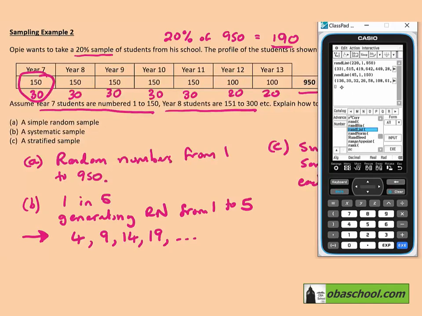And then I would select the Year 7 sample from the numbers here. And then I would move on to the 8s. And I would generate my random numbers from 151 to 300, and so on.